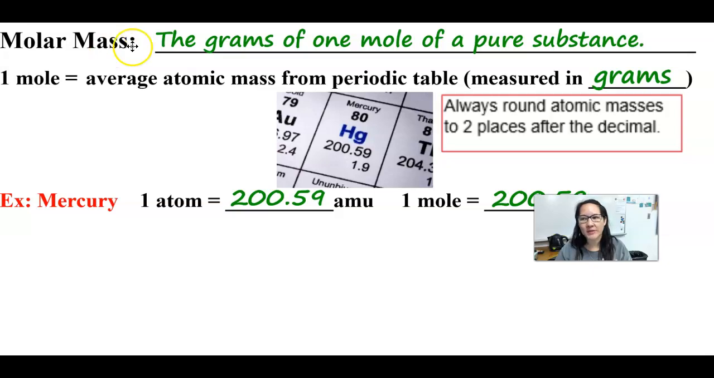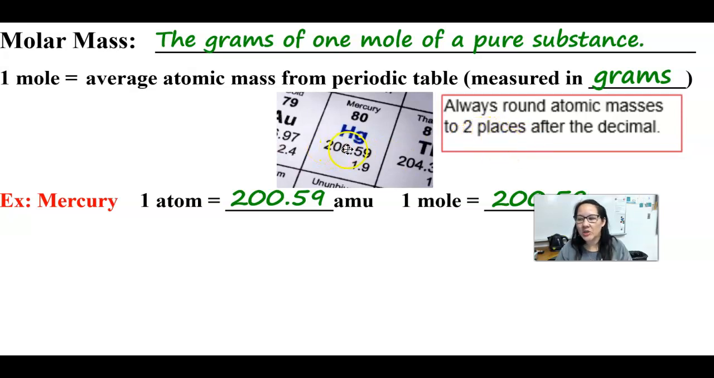Let's talk about molar mass for a second. The grams of 1 mole of a pure substance is equal to the molar mass. 1 mole of any element or compound or formula unit equals the average atomic mass from the periodic table measured in grams. Here we have mercury on the periodic table, and by the way, regardless of your periodic table, we're just going to always deal with 2 decimal places.